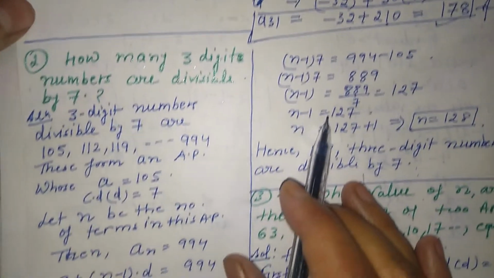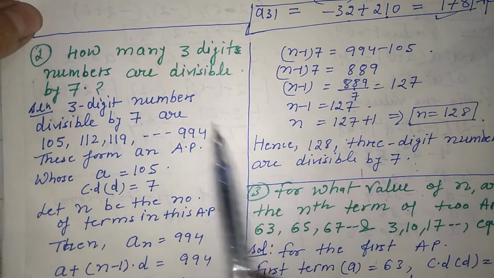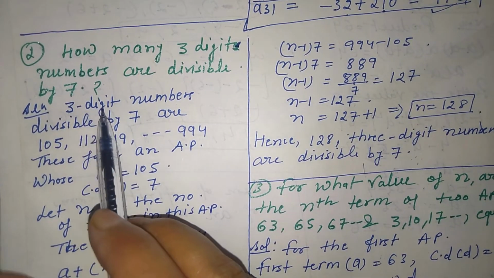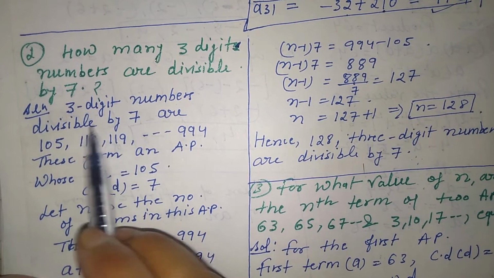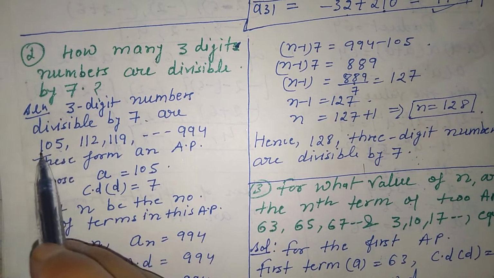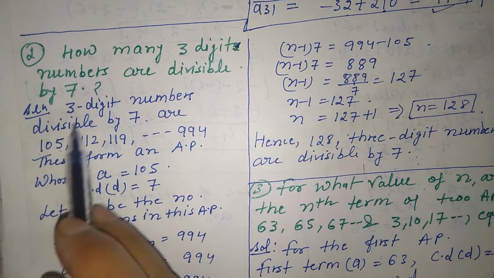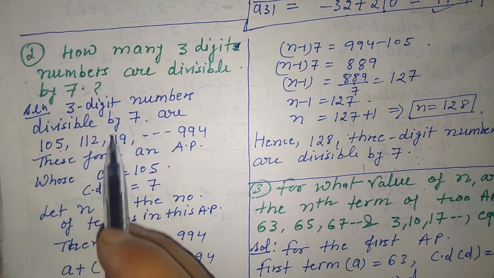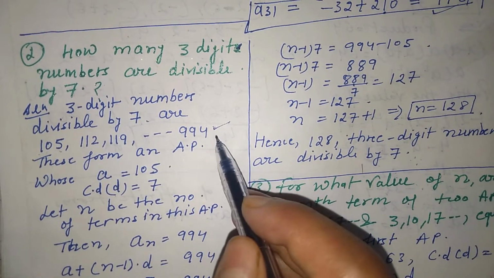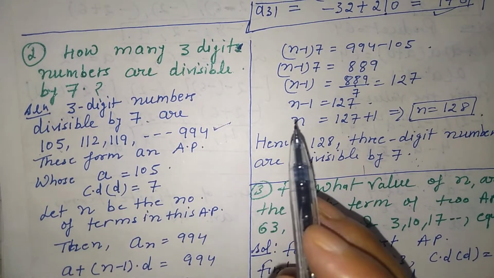Now the second question is there. How many three digit numbers are divisible by 7? So first we will make an AP of 3-digit numbers divisible by 7. So the least 3-digit number which is divisible by 7 is 105. Now with the gap of 7 we have the next number, and with the gap of 7 the next number, and so on. And this is the last 3-digit number which can be divisible by 7. Like this we will find the AP.